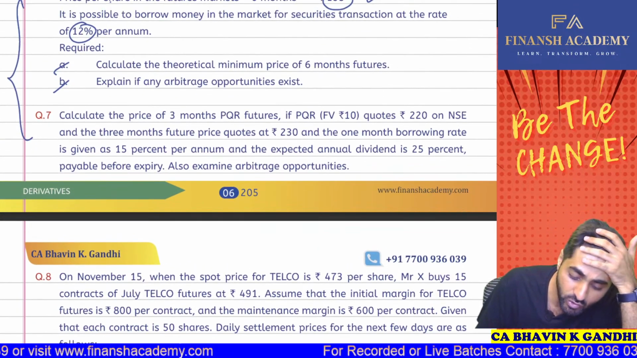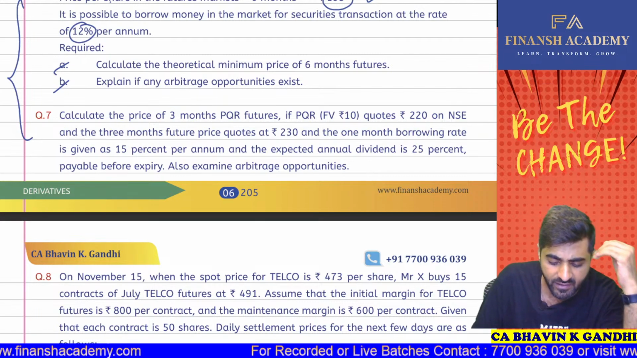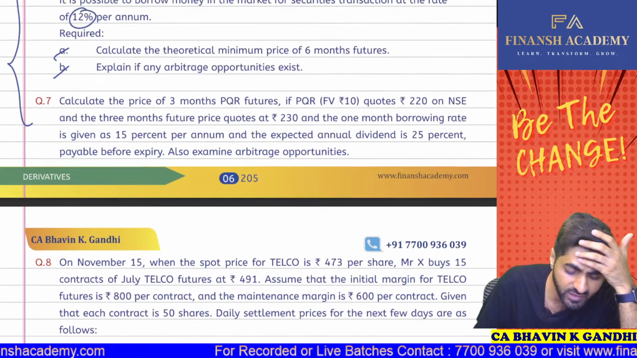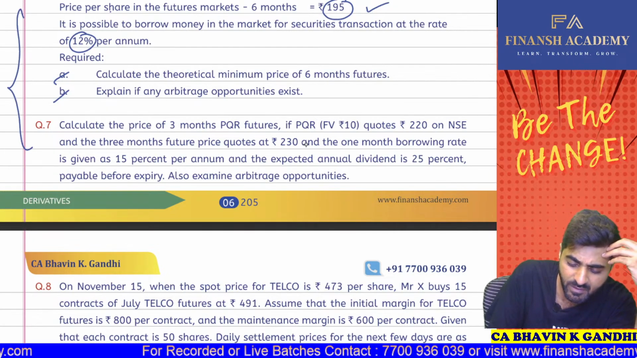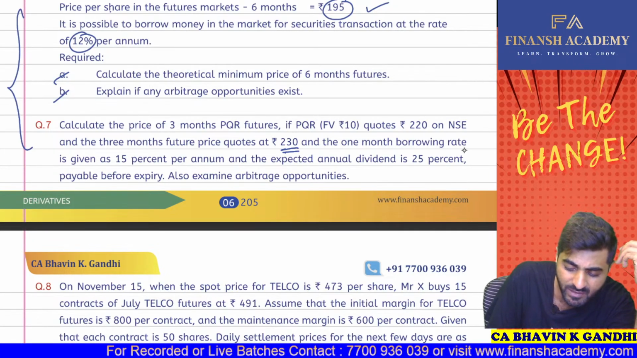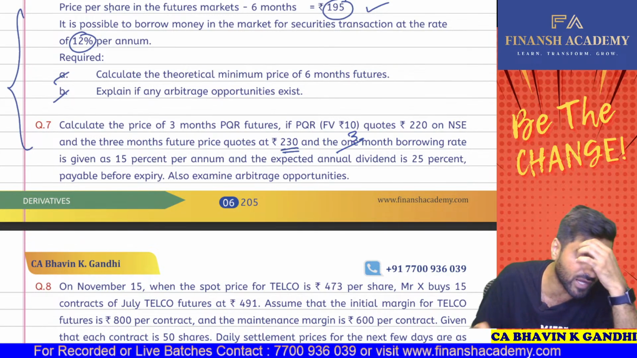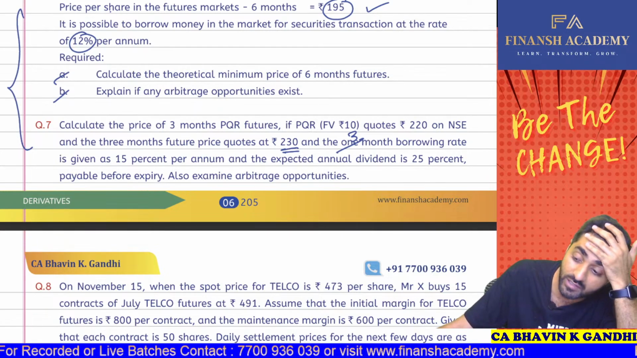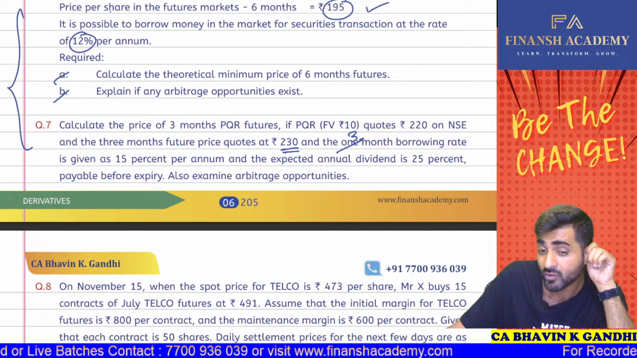Calculate a 3-month PQR futures if PQR quotes 220 on NSE. And here they have told you that on NSE, it's a 3-month future which is quoting at 230, and 1 month borrowing rate is given as 15%. Make this a 3-month borrowing rate. Why? Because the institute has also taken into consideration without compounding effect. And here they have considered as 3-month borrowing only.